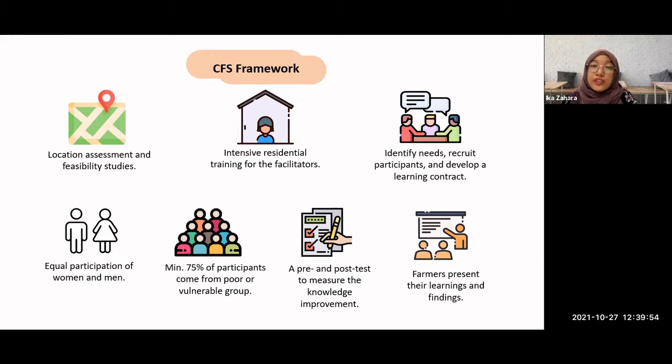And to measure the knowledge improvement among the CFS participants, we also conduct pre and post tests to know whether their knowledge has improved or not. And the last thing is the farmers will present their learnings and findings to their peers. It's like a small group meeting or small workshop where the farmers can finally learn and share their knowledge.